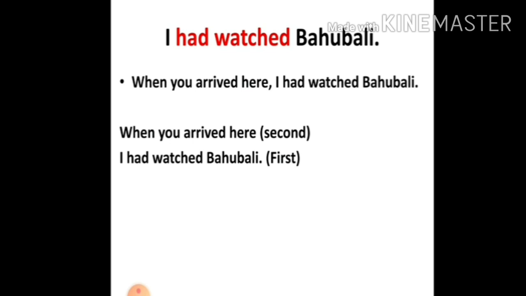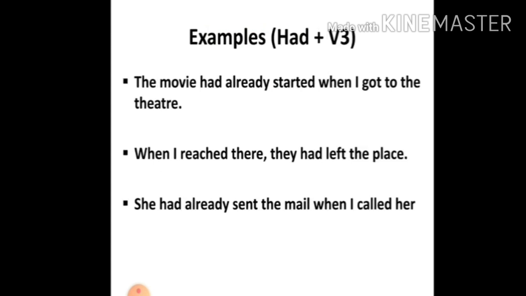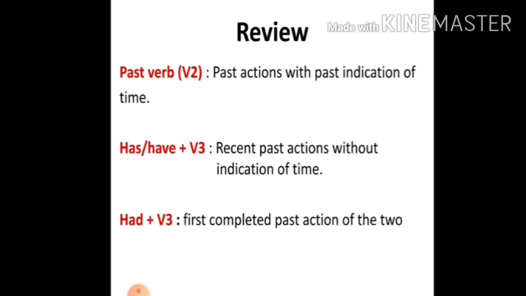Here are a few more examples. The movie had already started when I got to the theatre. When I reached home, they had left the place. She had already sent the mail when I called her. If you observe, in all these three sentences, you got two past actions, and the first completed action was mentioned in had plus V3 pattern. Clear? Done.